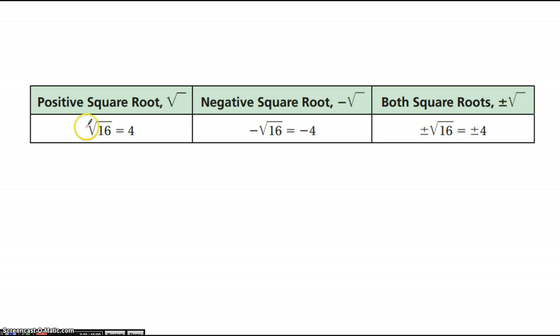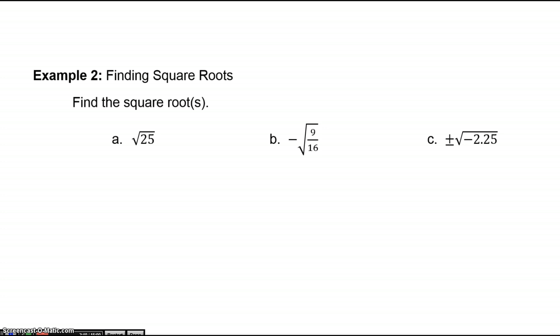So we have a positive square root where there is an invisible positive symbol out here. You don't need to write it if it's just positive. This negative symbol right here indicates that it is a negative square root, so your answer would be the negative. If you have both square roots, it's going to be this plus-minus symbol. So your answer needs to have both the positive and the negative root of the number. In this one, since there's no positive sign out here, I just want the positive square root of 25. I'm thinking in my head what number multiplied by itself is 25, and I know that 5 times 5 is equal to 25, so the square root of 25 is 5.